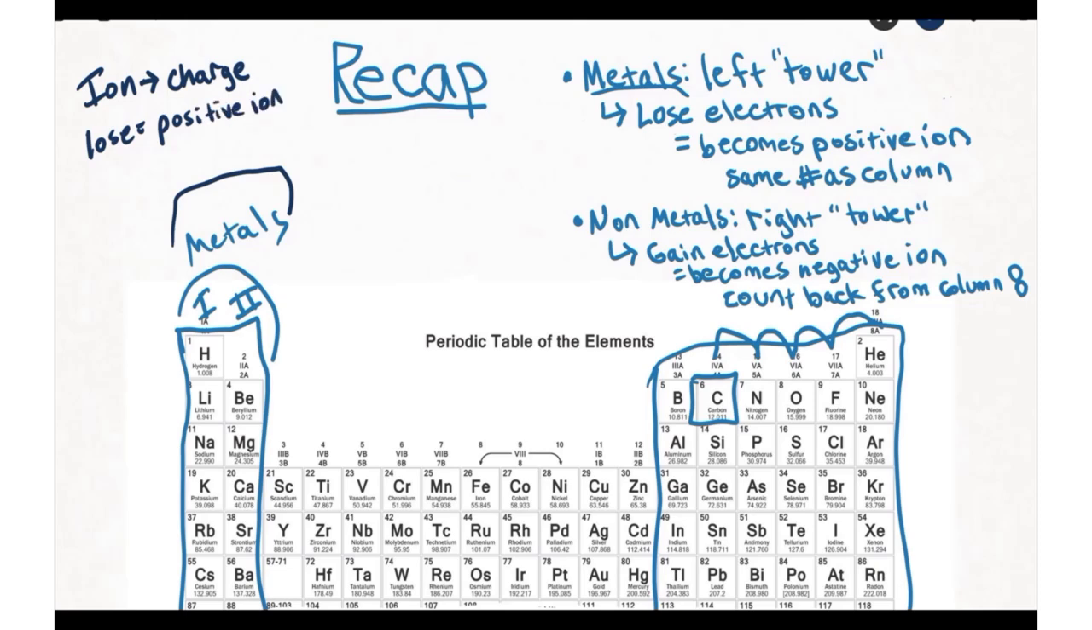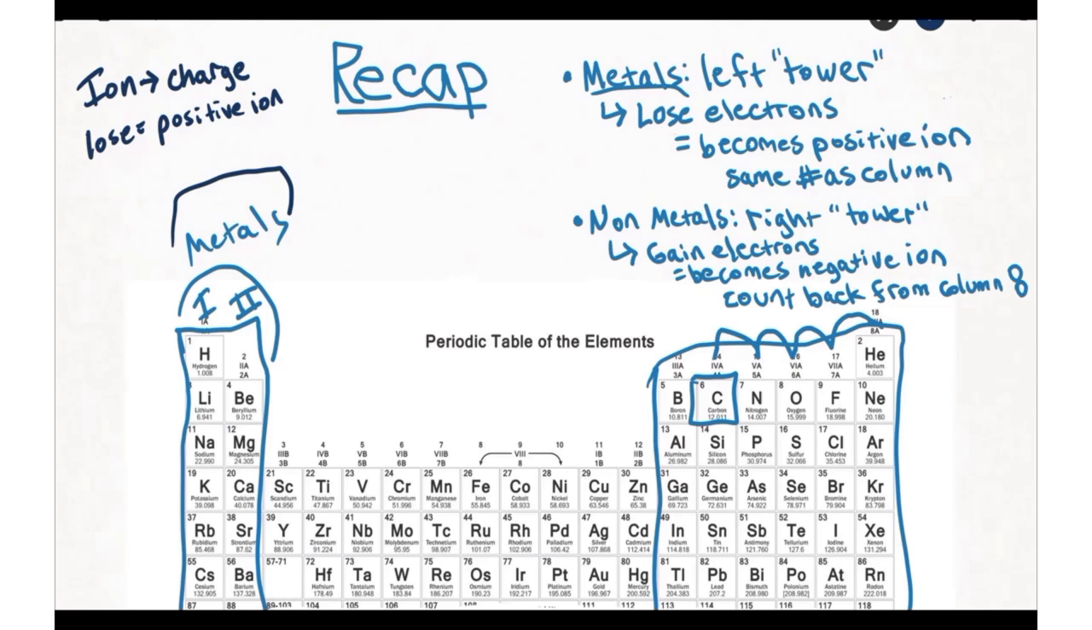And how many electrons do they lose? Well, it's right here in the table, which is part of the secrets of the periodic table. In column one, they're going to lose one electron, which makes it a plus one charge. In column two, they're going to lose two electrons, which will give them a plus two charge.